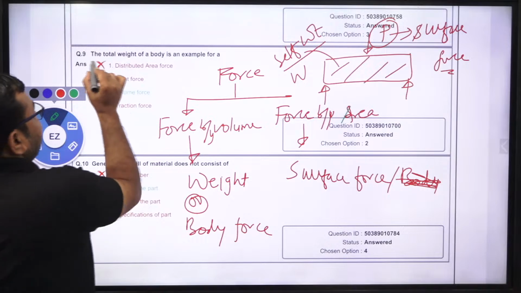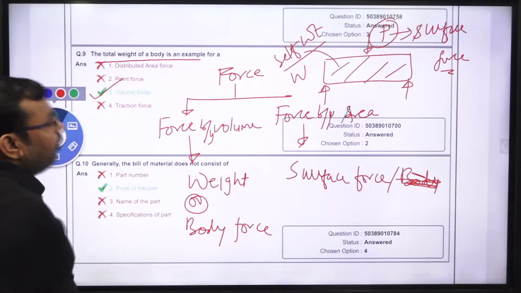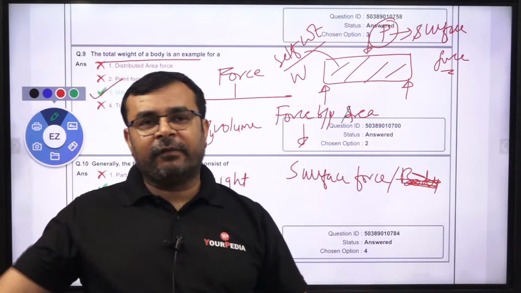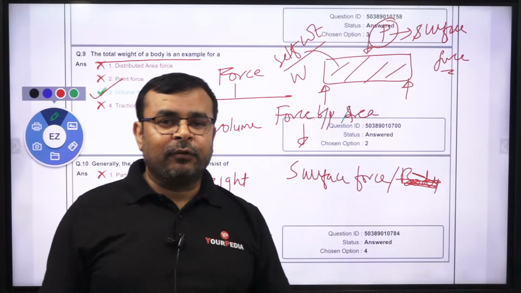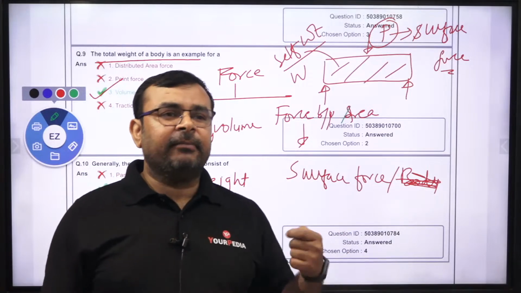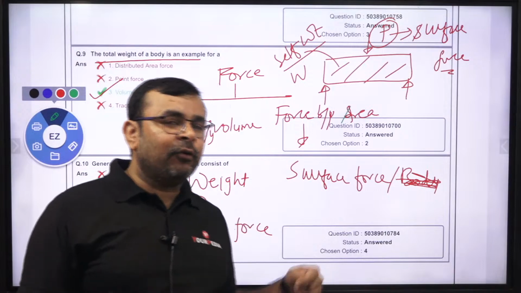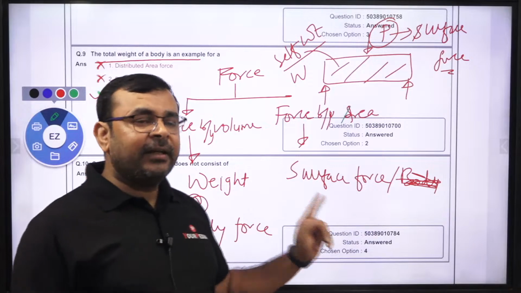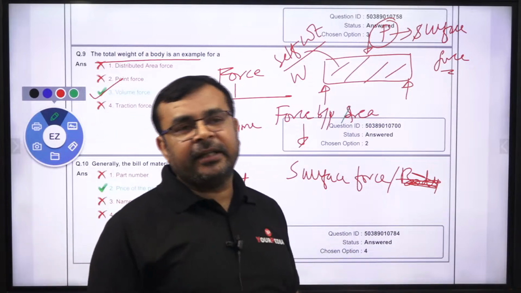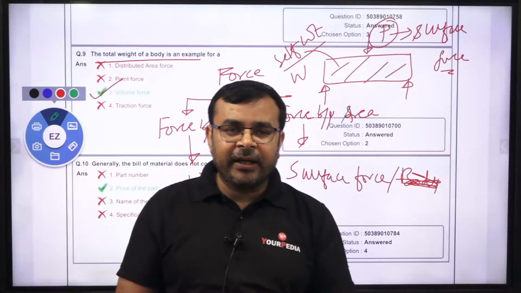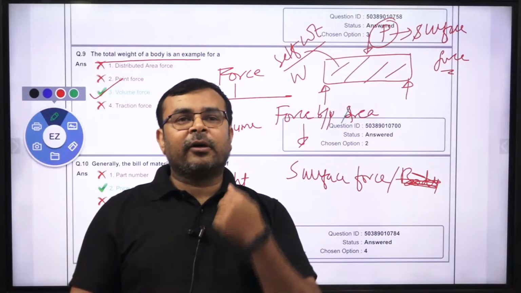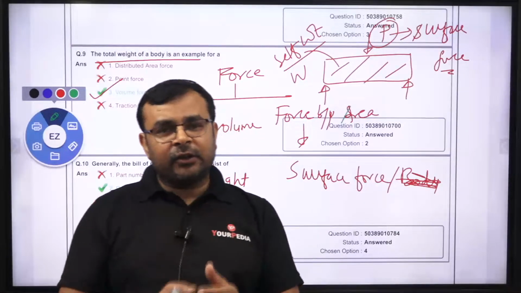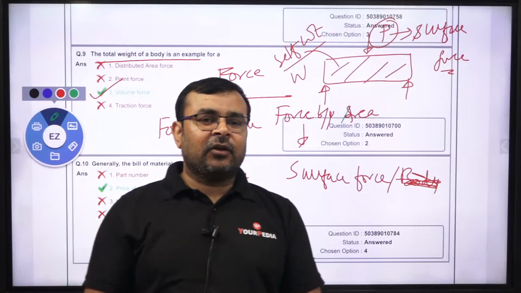So the correct answer is: the total weight of the body is an example of volume force. Is that clear? Always remember we have two types of force, volume force and surface force. Volume force is also known as body force, which is the weight due to own density, own mass. But surface force always acts externally. It may be distributed or concentrated in nature. If it is concentrated at a very small area, it is called a concentrated load or point load. If it is distributed uniformly throughout the length, it is called a uniformly distributed load. If it is distributed with linear variation, it is called a linearly variable load.